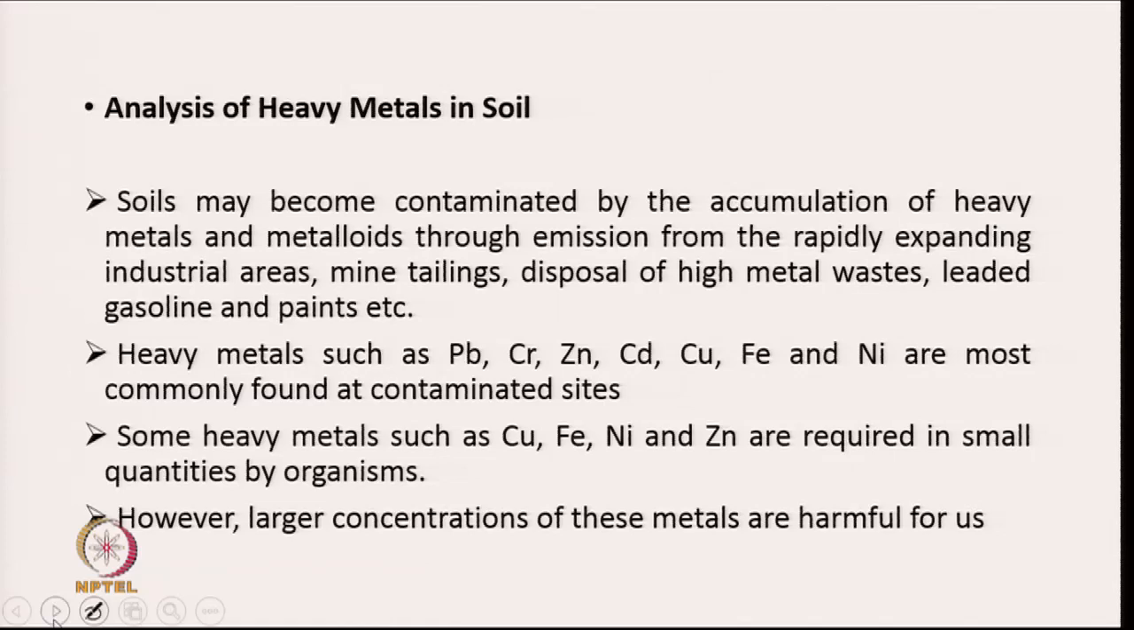Heavy metals such as lead, chromium, zinc, cadmium, copper, iron and nickel are generally found at contaminated sites. These are toxic metals, but some heavy metals such as copper, iron, nickel and zinc are required in a small quantity by organisms. So, it is not true that metals are only toxic; some metals are required as essential metals by organisms.